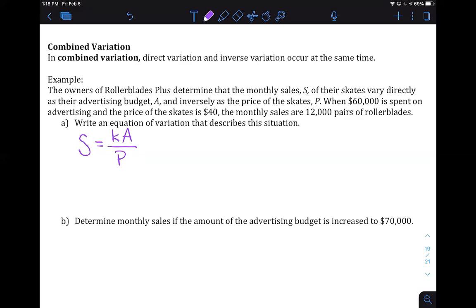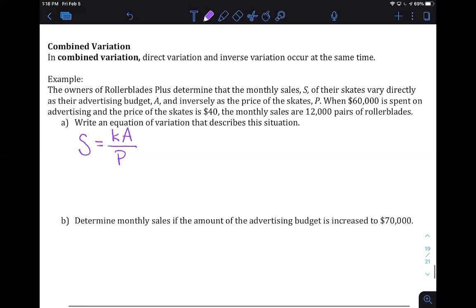Okay. All right, so plug in what we know. When $60,000 is spent on advertising, so that's our A, and the price of the skates is 40, the monthly sales are 12,000 pairs.